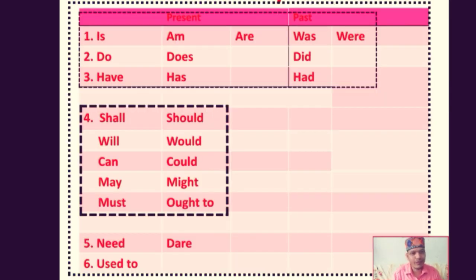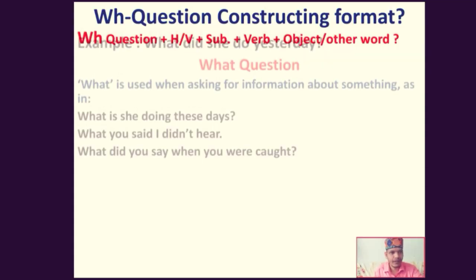All 24 auxiliary verbs: is, am, are, was, were, do, does, did, has, have, had, shall, should, will, would, can, could, may, might, must, ought to, need, dare, used to. So all these 24 auxiliary verbs are used with WH question words.